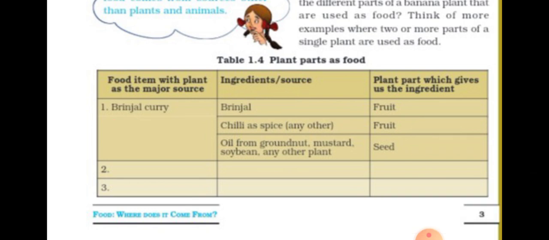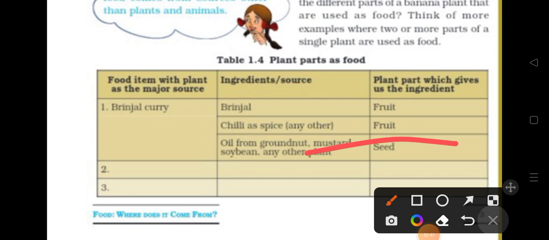Okay, in the same way you have to fill second and third. You can take any curry, or you can use, like, chapati. How are we going to make chapati? From wheat. Yes, from wheat. In the second one you will write chapati, like brinjal curry is written, in the same way you will write chapati. And the ingredients for that, you need wheat flour, water. And after that it is given from which part. So seed, from seed we get. Okay, now we will move to the next part, so you fill it. I'm giving it to you as homework.